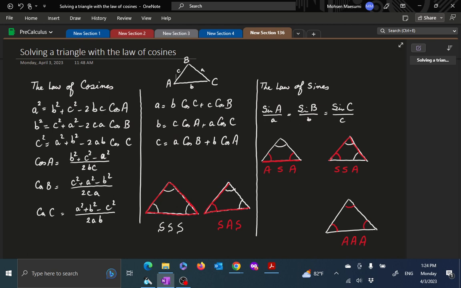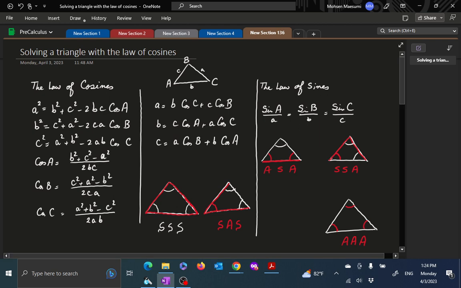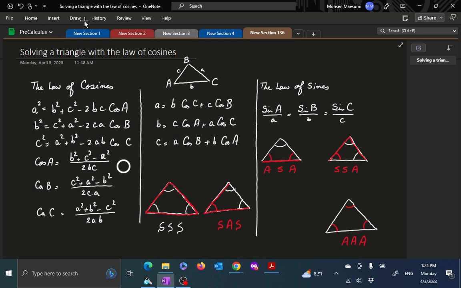The topic today is solving a triangle with the law of cosines. In our last lecture we dealt with the law of sines. I have a brief survey of it here. Law of cosines, you see it listed here. I'm also adding something that you can easily extract from properties of the cosine function.